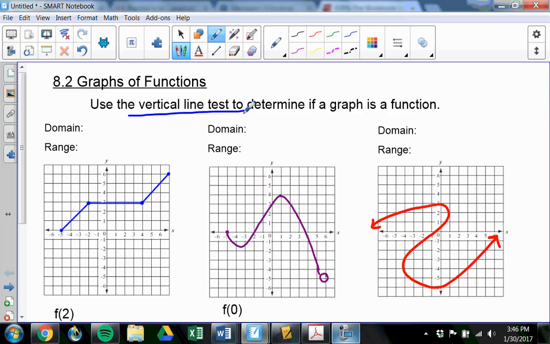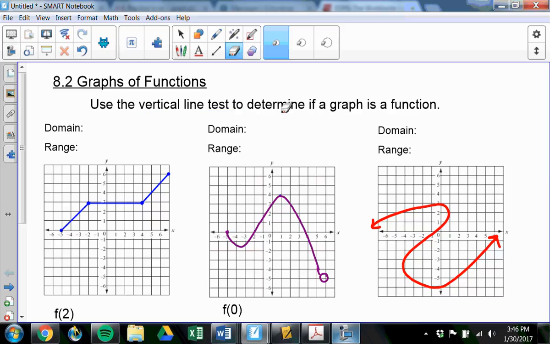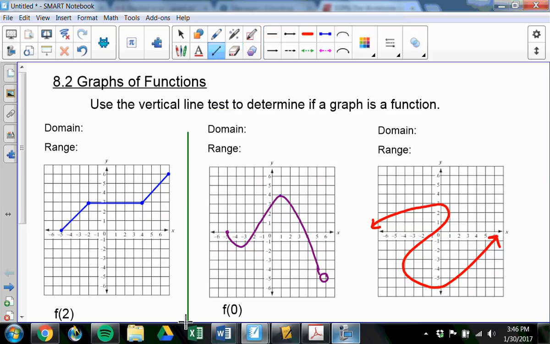The vertical line test is where you draw a vertical line, compare it to your graph, run it across your graph, and see if your graph ever crosses any vertical line more than one time. If it does cross a vertical line more than once, you're failing the vertical line test. So let me show you what I mean. Here I'm going to just draw a nice big green vertical line.